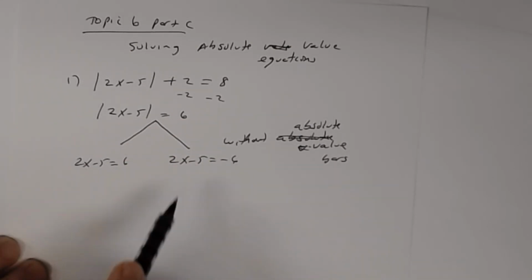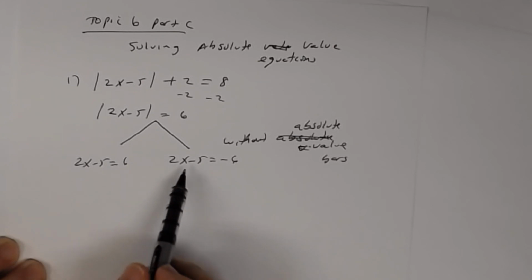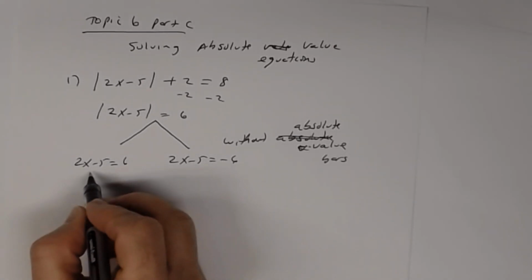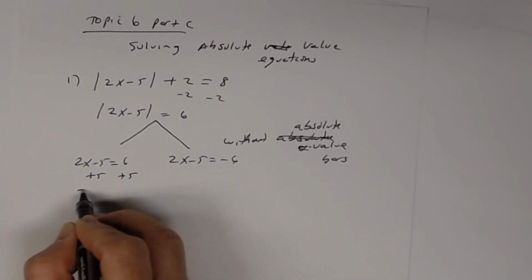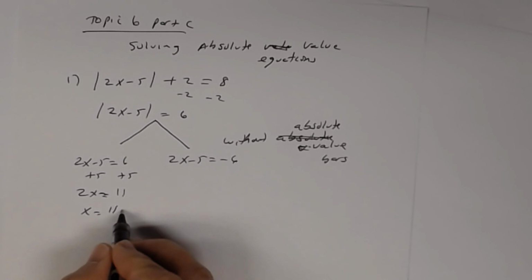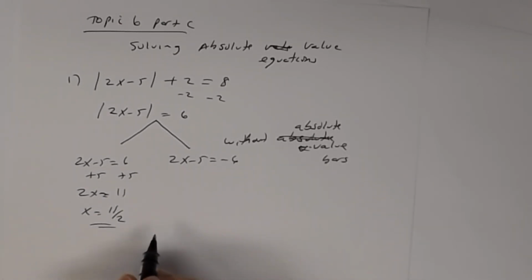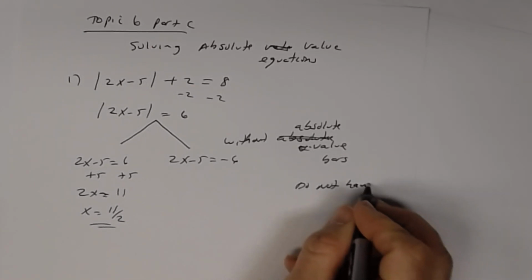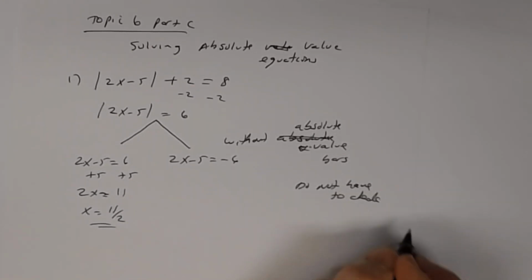Now notice I went from an absolute value equation to two linear equations, and all you do is solve the linear equations and you're done. So I'm going to add 5 to both sides, and I get 2x equals 11, and then x is 11 halves. You do not have to check these.